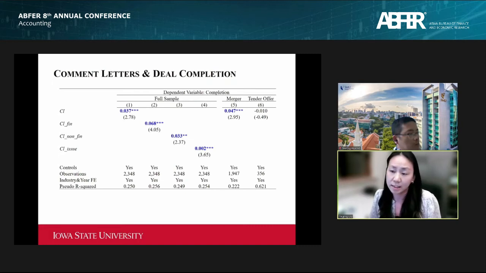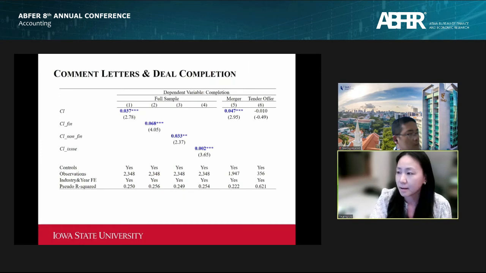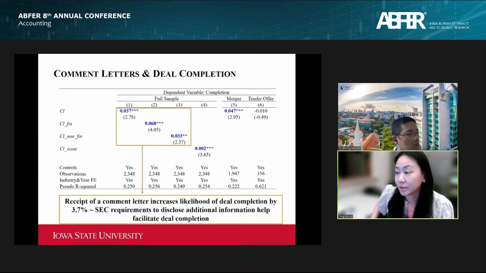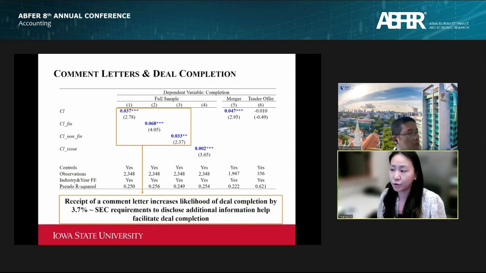Receiving a comment letter is positively associated with the likelihood of the deal being completed. So there's a positive relation between receiving a comment letter and deal completion. Economically, this is quite significant because on average, only 11 or 12% of deals do not go through. So the failure rate is 12%, and getting a comment letter improves the deal completion rate by about 4%. We interpret that result as quite economically significant.